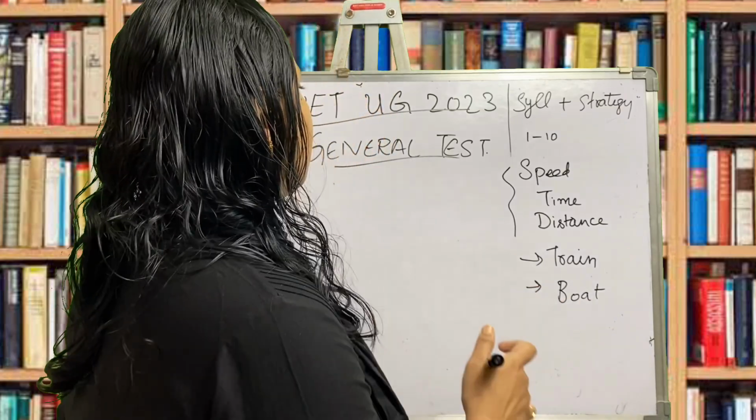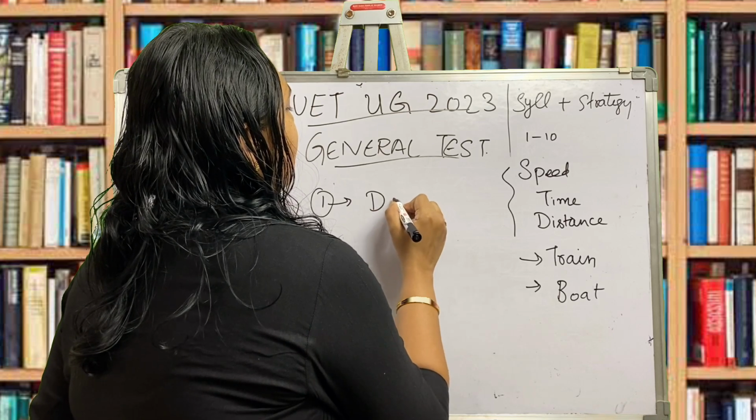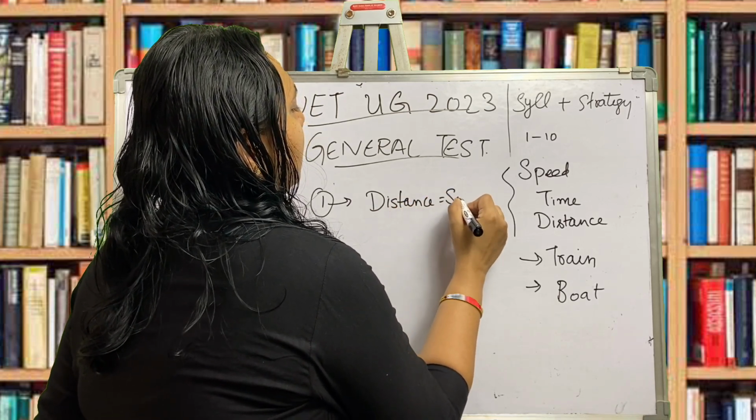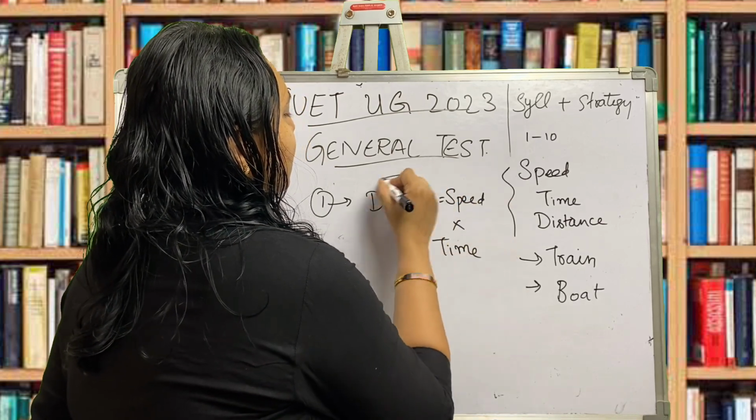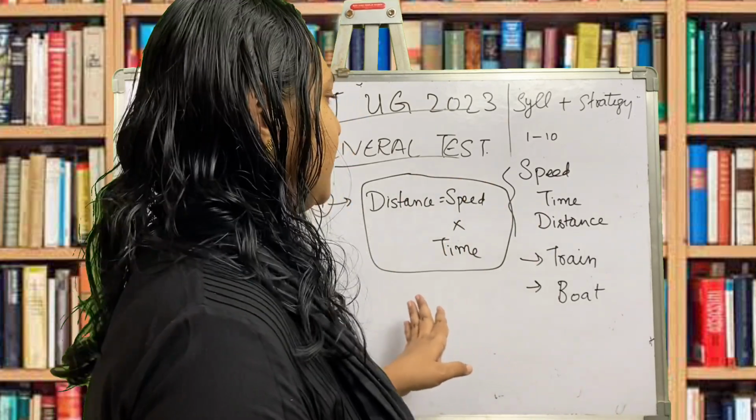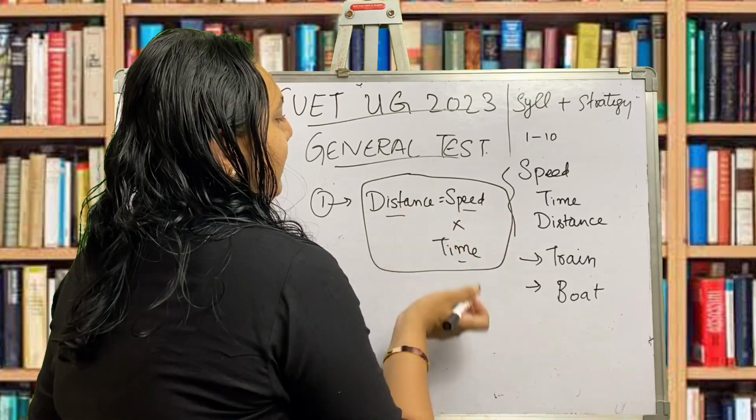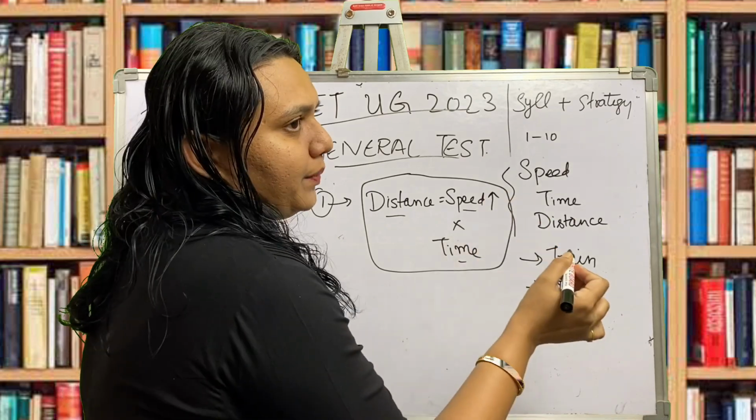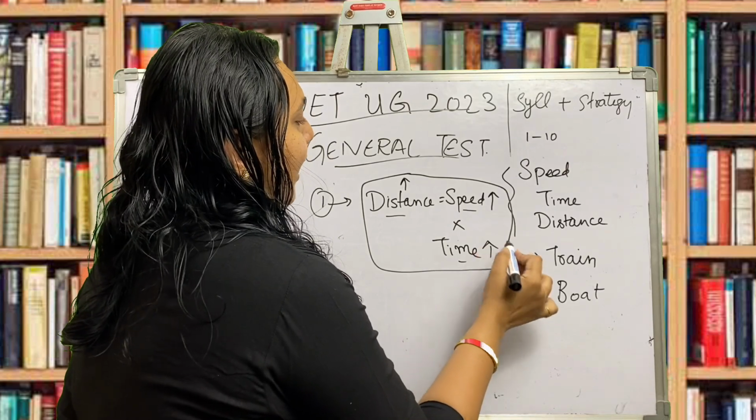So how to solve these questions? You need to use the basic formula, which is distance is equal to speed into time. This is the basic formula that you need to remember to solve these kinds of questions. Here you see the distance, speed, time, they're all directly proportional, which means that if your speed is high, then the distance traveled is going to be high if the time is also high.